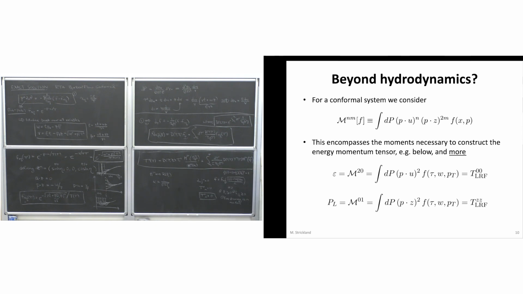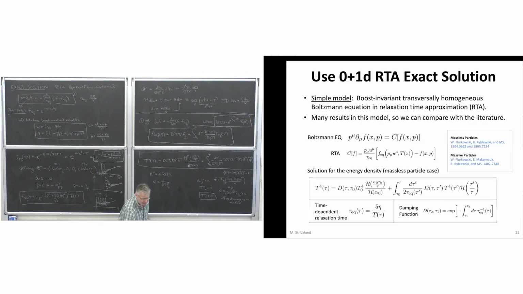If we look at M20, it's nothing but the energy density. If we look at M01, it's nothing but the longitudinal pressure. M00 is the number density. But then the rest of them, they don't have an analog. They're not hydrodynamically named, let's call it.